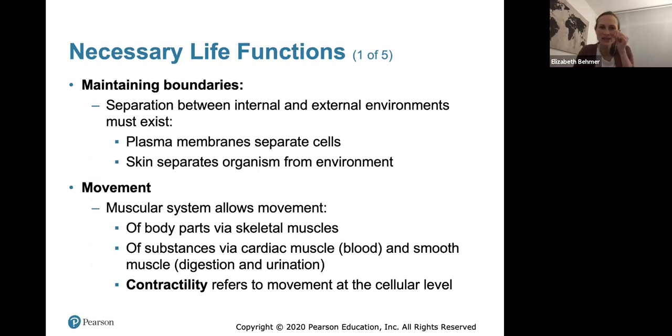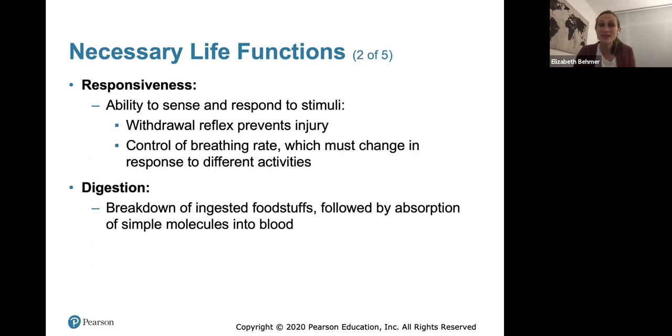And these necessary life functions are all described here: maintaining boundaries such as the plasma membrane or the skin, movement, like your muscular system allowing movement. We'll talk about what contractility will look like. This is the movement at the cellular level. Responsiveness, responding to a stimulus so that you're able to withdraw a part of your body when it feels pain, that's necessary for life. The control of breathing rate when you're responding to different activities.